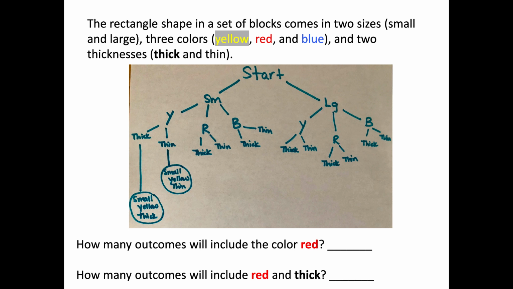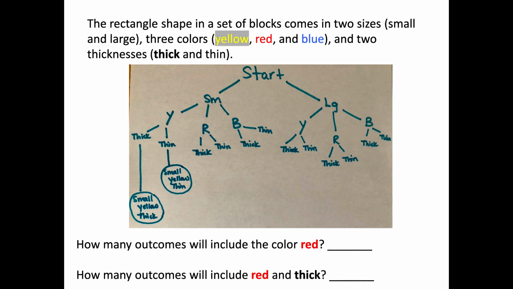That's what we're going to talk about today, and it'll be really quick. So find the last chunk in your notes titled Specific Outcomes. Using this same example from before, we have a rectangular shape and a set of blocks. It comes in 2 sizes, 3 colors, and 2 thicknesses. We're going to use the tree diagram above in your notes to answer the questions that are below.